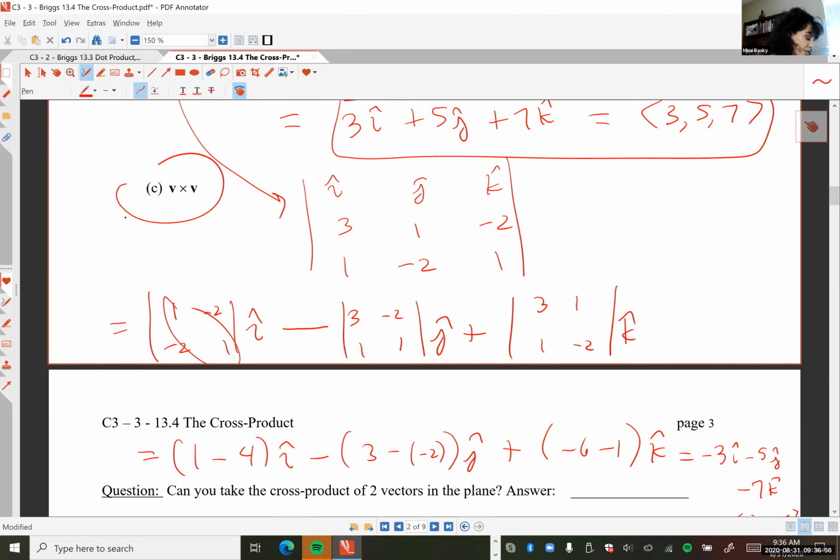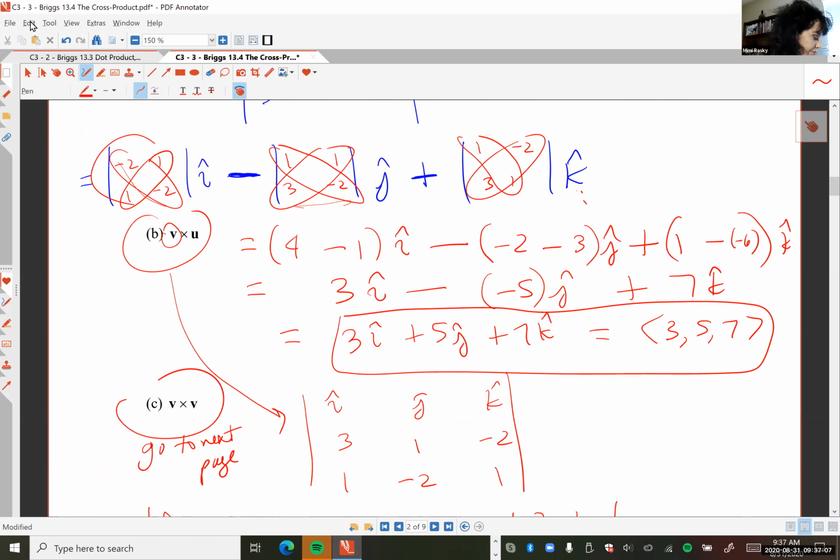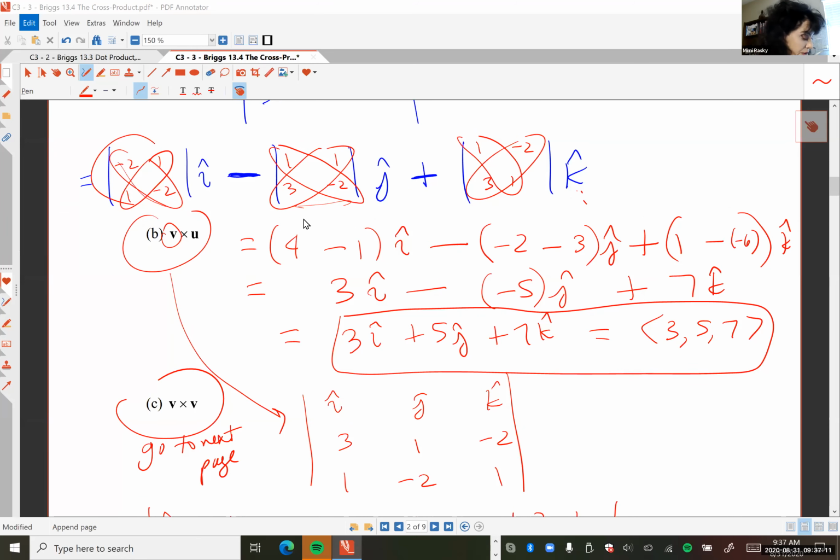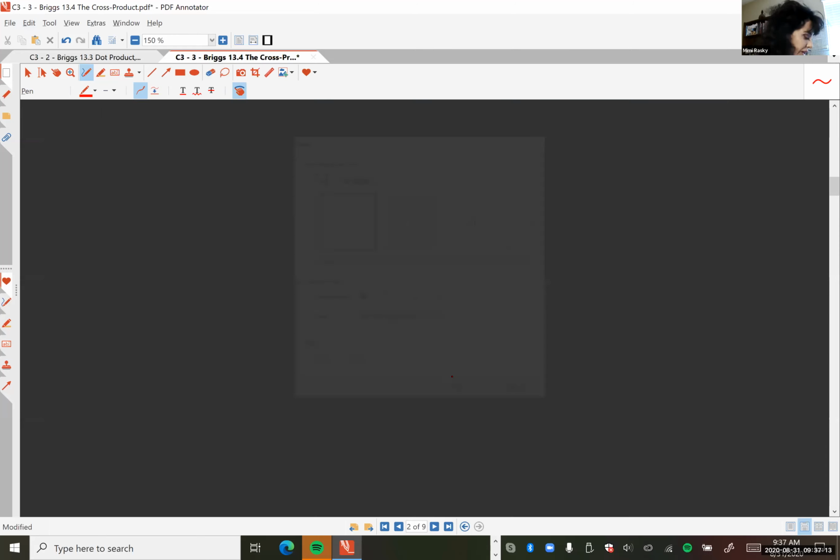Now, what about letter C? So let's go to the next page. I'm going to append a page because I'm running out of room. What happens when you cross a vector with himself? Like, can you even do that? Certainly you can, and something weird happens.